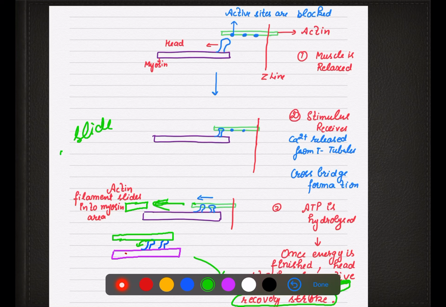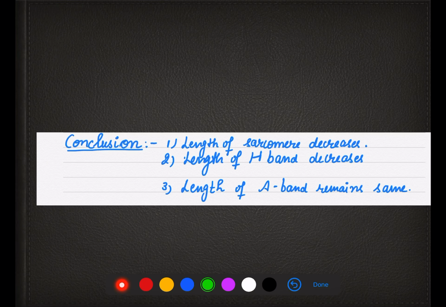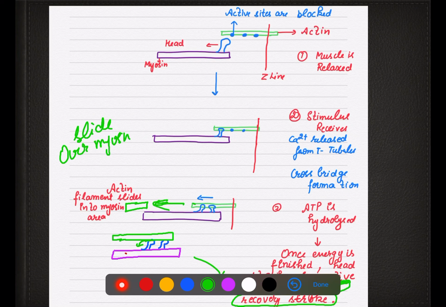slide over the myosin. So basically what is happening, when this slides, now you people tell me, when it slides, what happens to the length of the sarcomere? This was our sarcomere. Right, now make it with red only. This was the sarcomere and these were our actin filaments and this was the myosin.